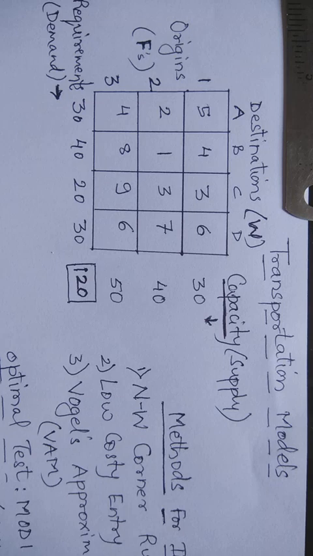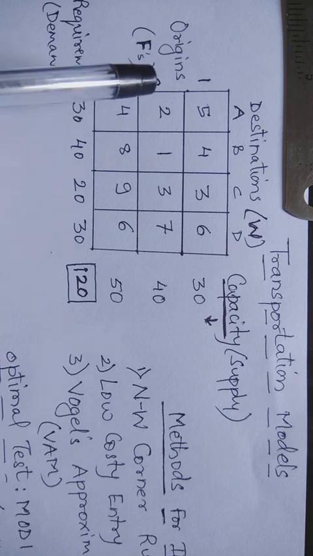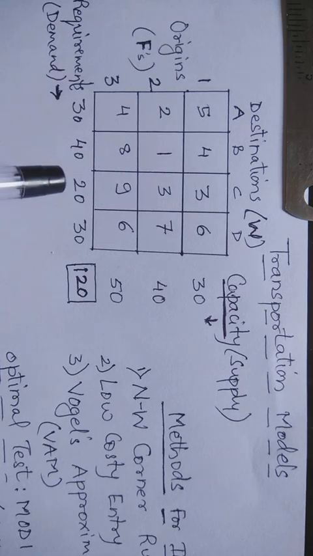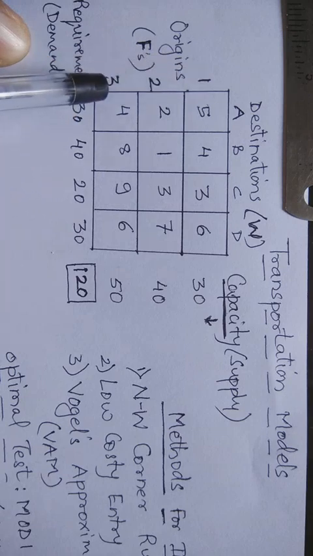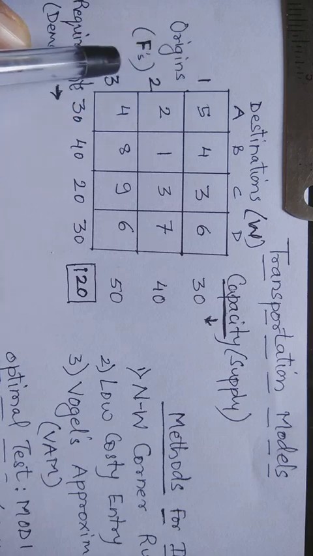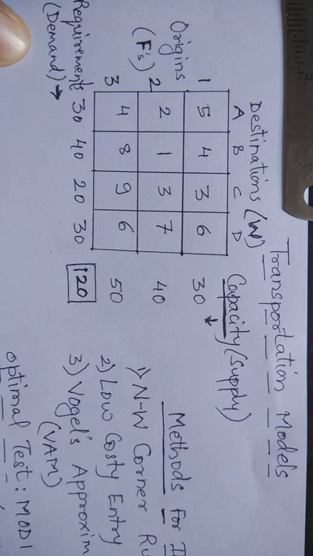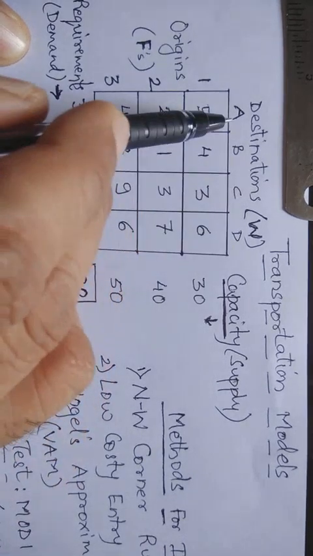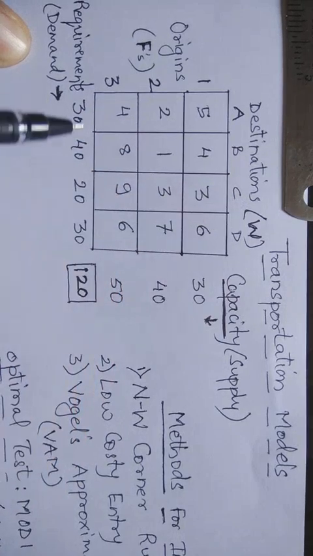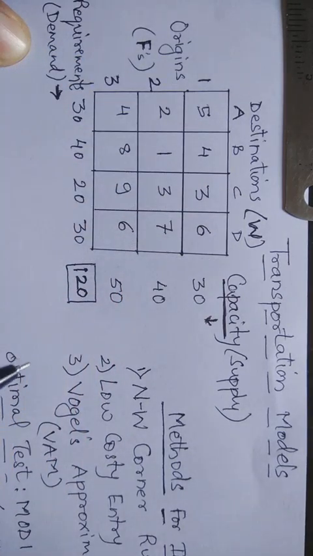destinations. So if you see the matrix shown here, a 3 by 4 matrix, in which 3 origins are there, 1, 2, 3, means factories F1, F2 and F3 are there. Destinations A, B, C, D means there are 4 destinations, warehouses A, B, C and D. So this is a 3 by 4 matrix.